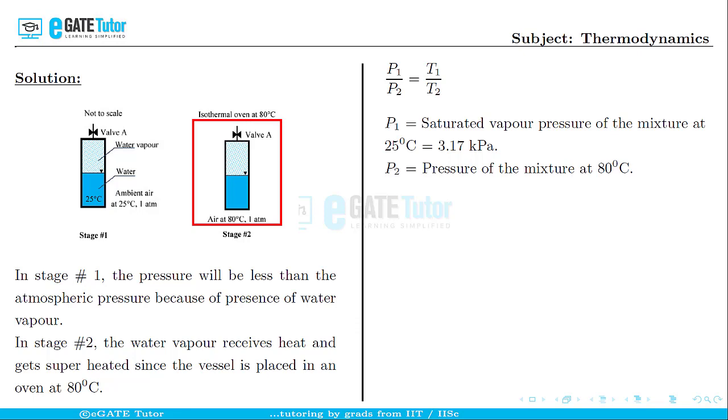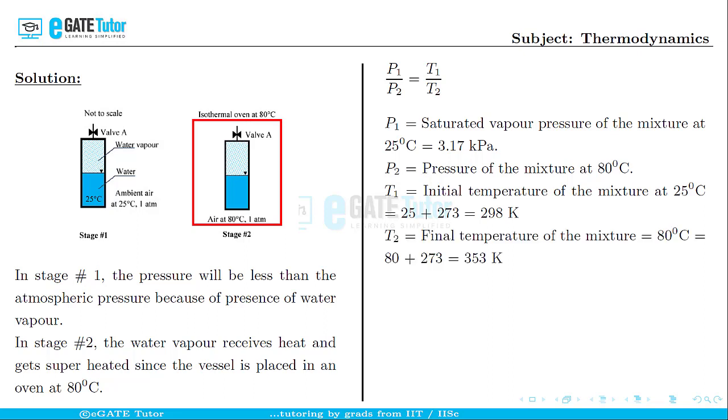Similarly, let us consider T1 as the initial temperature of the mixture at 25 degrees centigrade, that is 25 plus 273. Converting that into Kelvin gives us 298 Kelvin. Similarly, T2 is the final temperature of the mixture, which is 80 degrees centigrade. Converting that into Kelvin gives us 353 Kelvin.